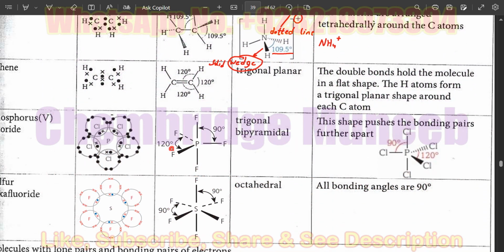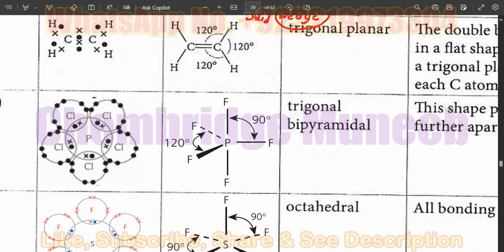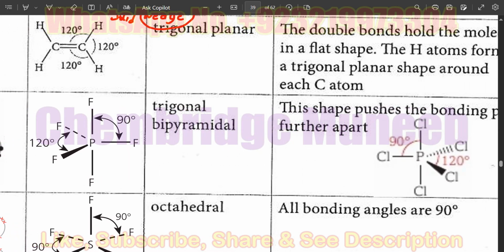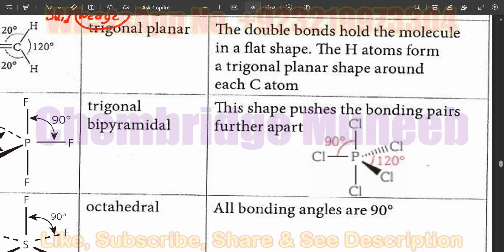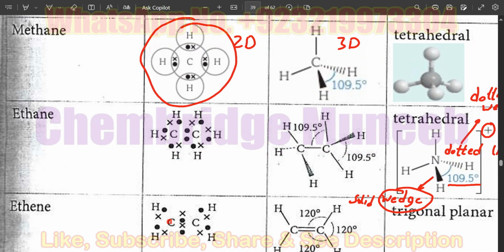We have this example. Phosphorus is bonded with 5 chlorine atoms or 5 fluorine atoms, because both belong to the same group number 7. So either chlorine atoms or the fluorine atom, they are the same. Now here we can see the angles. I hope it's clear to you.